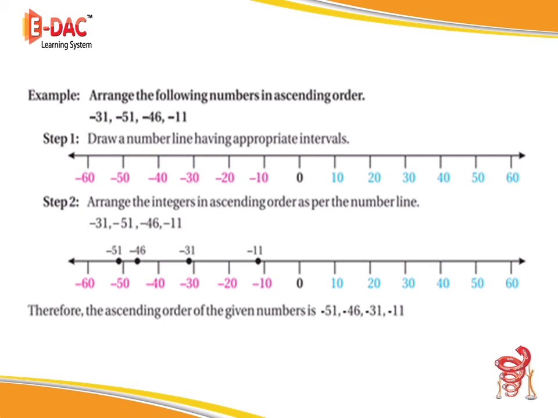Example: arrange the following numbers in ascending order: minus 31, minus 51, minus 46, minus 11. Step 1. Draw a number line having appropriate intervals. Step 2. Arrange the integers in ascending order as per the number line. Therefore, the ascending order of the given numbers is minus 51, minus 46, minus 31, minus 11.